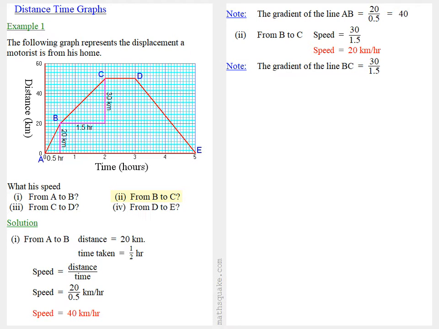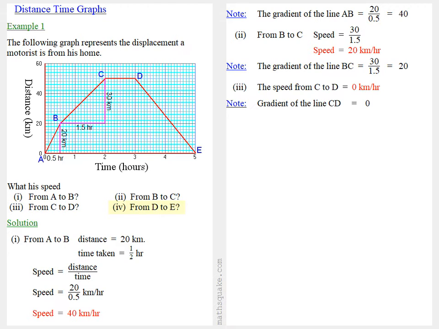But we can also notice the gradient of the line is the height of the triangle over the base of the triangle, which is also 30 over 1.5, which is 20. Now in part 3, we're asked, what's his speed from C to D? Well, he doesn't move at all. His distance remains constant, and so his speed is 0. But also the gradient of the line is 0.